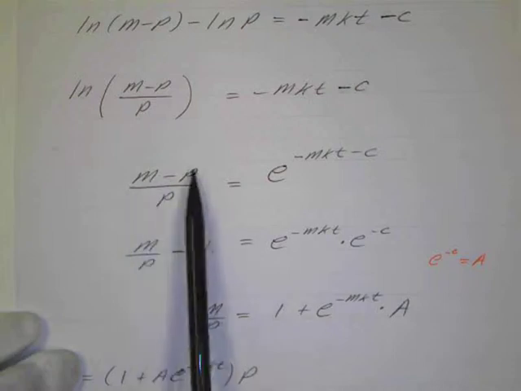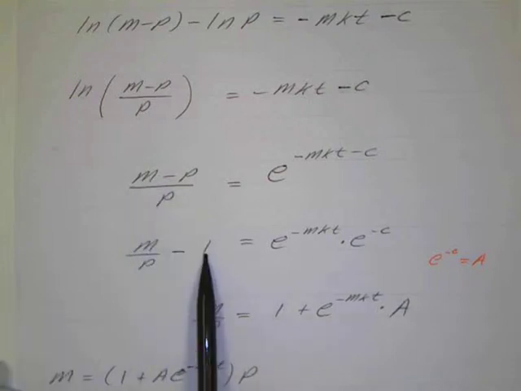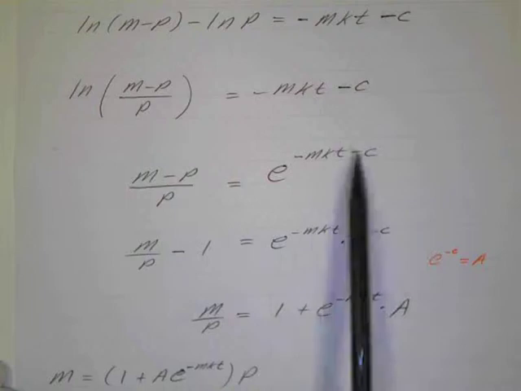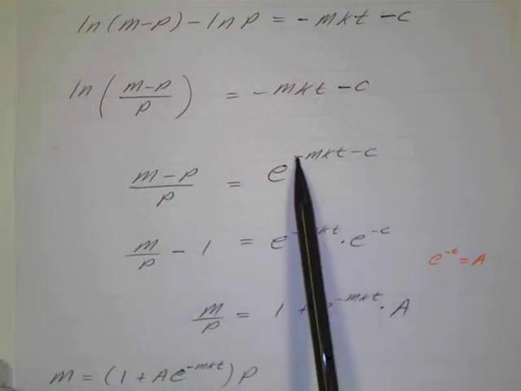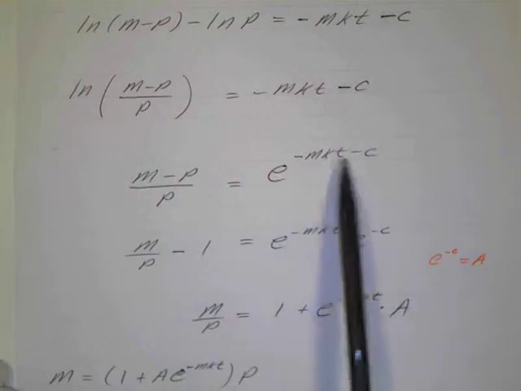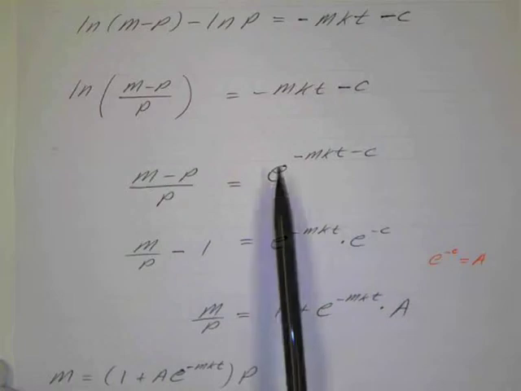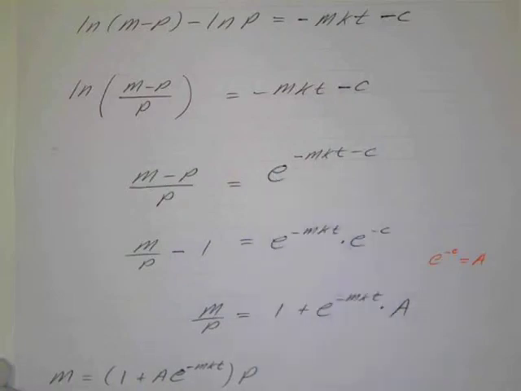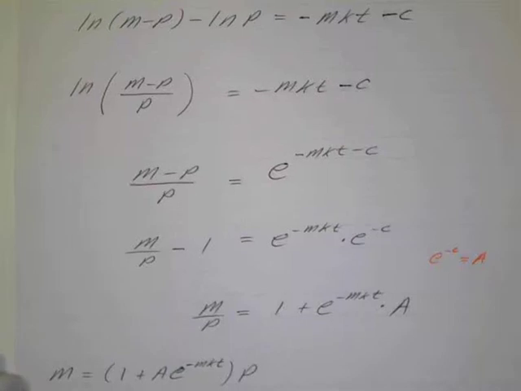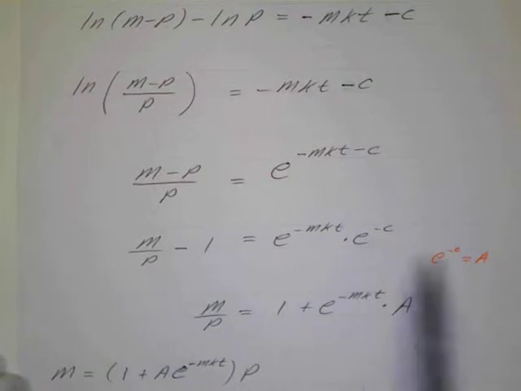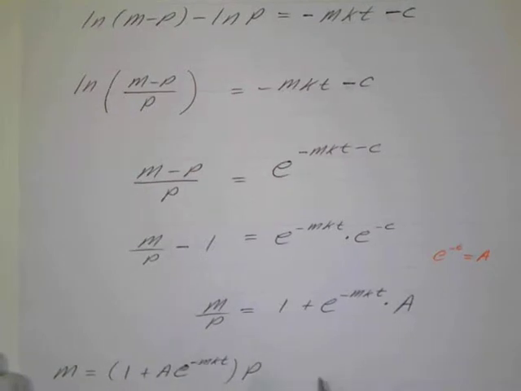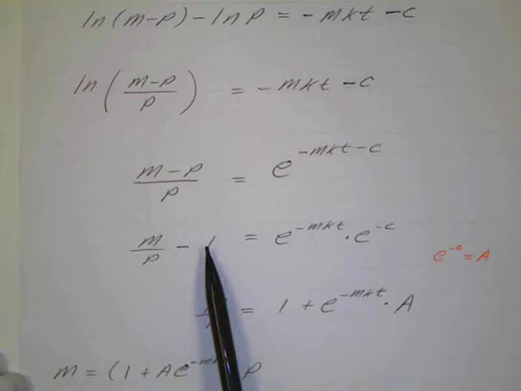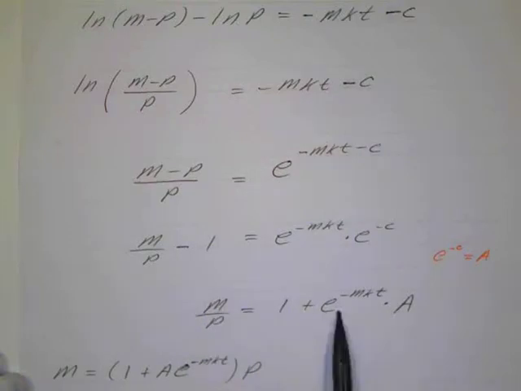Then I'll break this up: m over p minus p over p, which is 1, equals, again, this. And then what I did was I broke this up from e to the negative mkt minus c, then made this e to this power times e to this negative c power. And then we'll call this e to the negative c a. So that's going to be a new constant, depending on the initial conditions. All right? And then we add 1 to both sides, so we have m over p equals this.